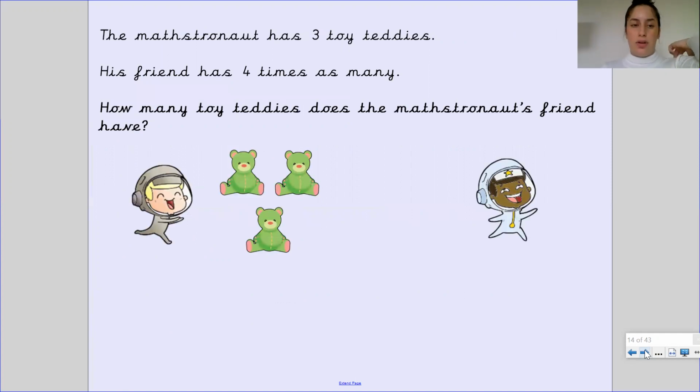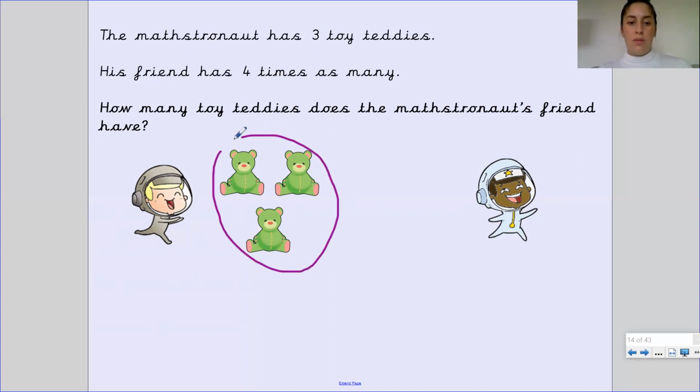Okay, next question. The astronaut has 3 teddies. His friend has 4 times as many. How many toy teddies does the astronaut's friend have? So here we can see this astronaut has got 3 toy teddies, and we know that his friend has 4 times as many. Can you have a go at representing this pictorially yourself, and also using a multiplication number sentence, and play the video when you're ready?